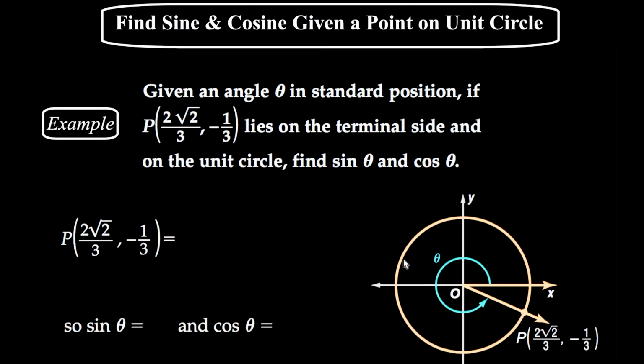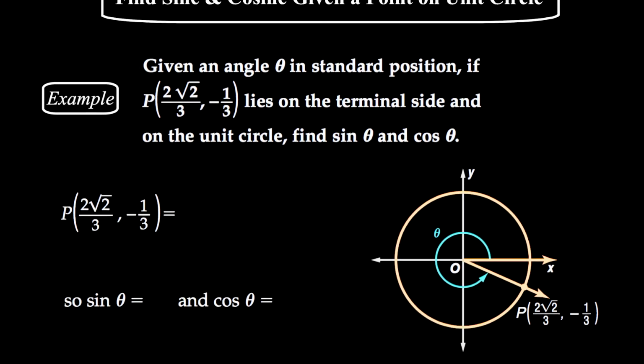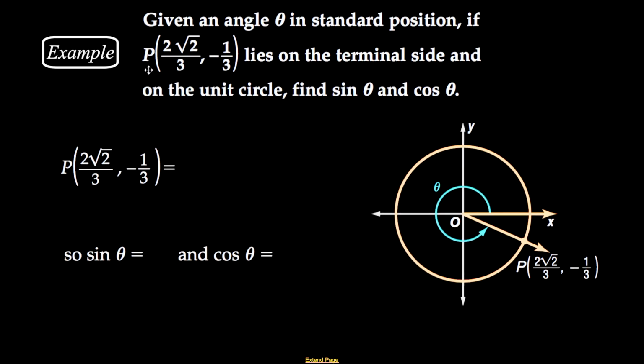So let's look at some examples. If we have an angle in standard position, we're going to call it theta, and we're given the fact that the point has coordinates 2 square roots of 2 over 3 and -1/3. And they're telling us it lies on the terminal side on the unit circle. Find the sine theta and cosine theta. Well, this is almost too easy. The first coordinate is equal to the cosine of theta. The second coordinate, the y-coordinate, is the sine of theta. So sine of theta is -1/3 and cosine of theta is 2 square roots of 2 over 3. It's just that easy, for real.